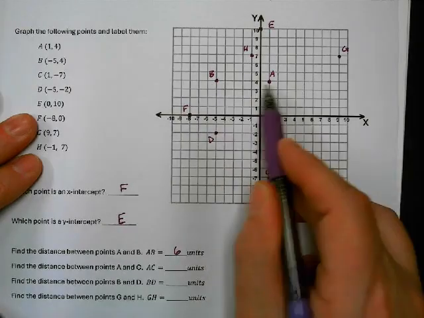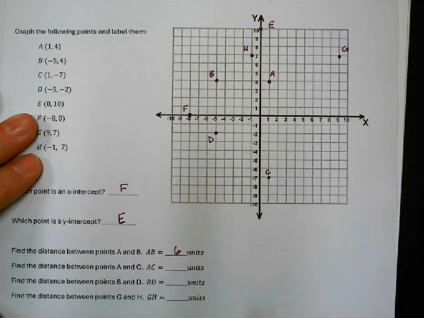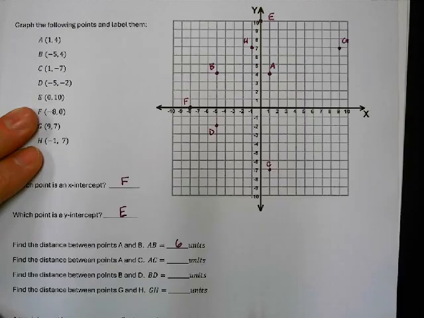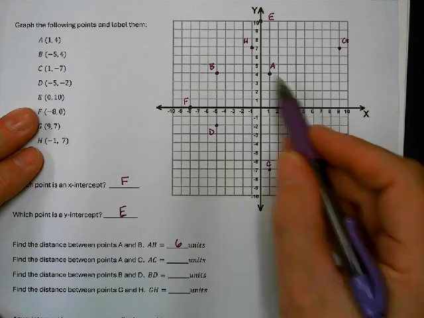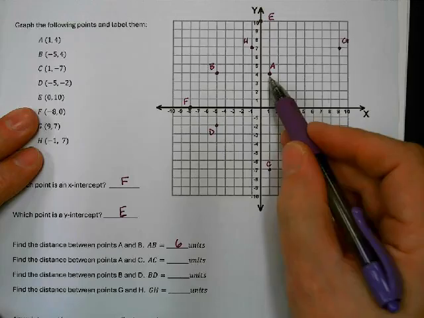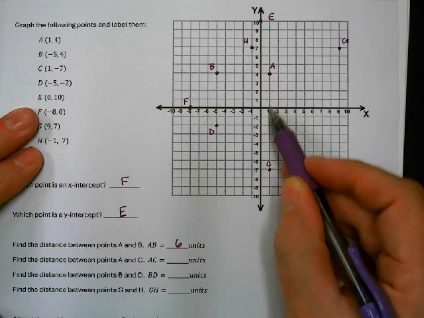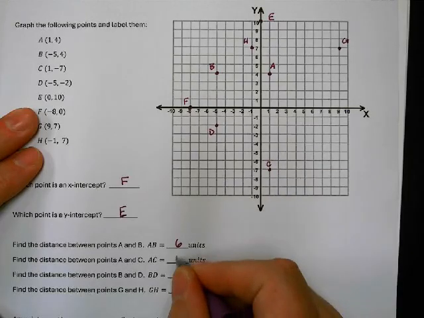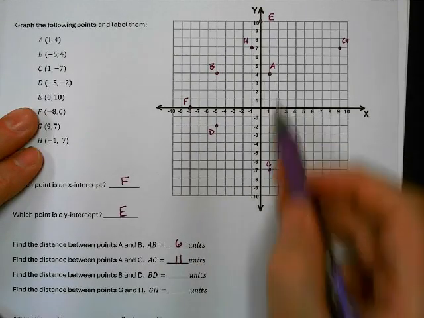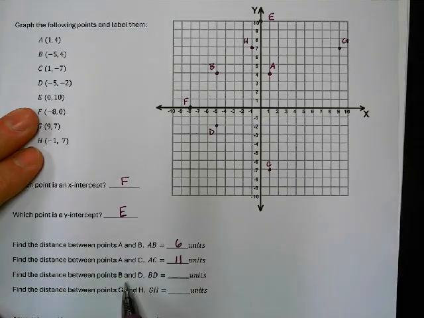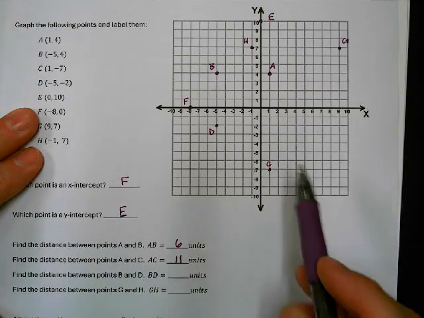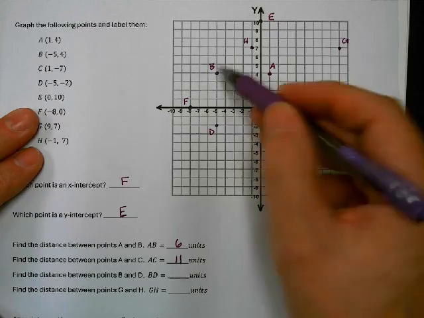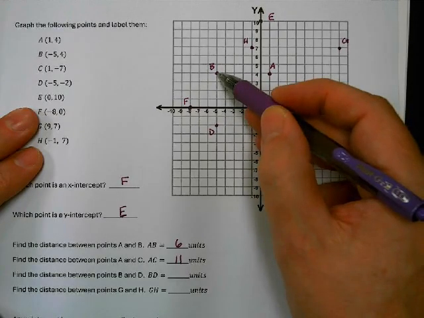Next one, find the distance between points A and C. That's called AC. Okay, so A to C. A starts here, C's down here. Let's count it out. 1, 2, 3, 4, 5, 6, 7, 8, 9, 10, 11. That is a distance of 11 between points A and C. Distance between B and D. Here's B and D right here. So I'm going to just count down. 1, 2, 3, 4, 5, 6. That has a distance of 6 units.